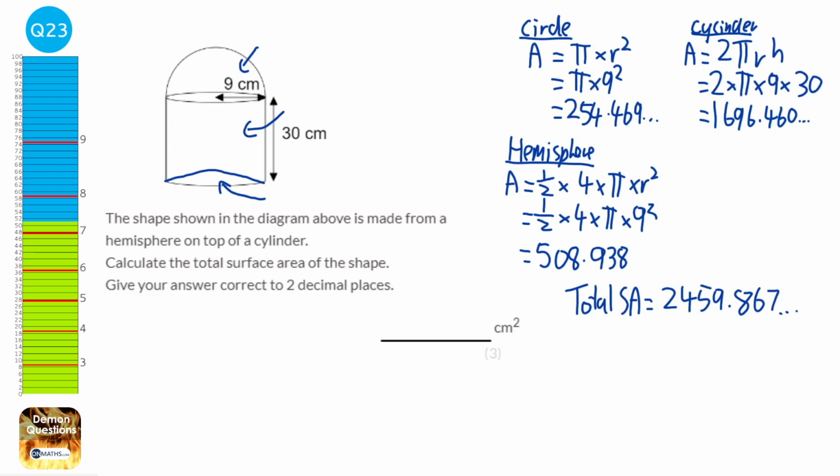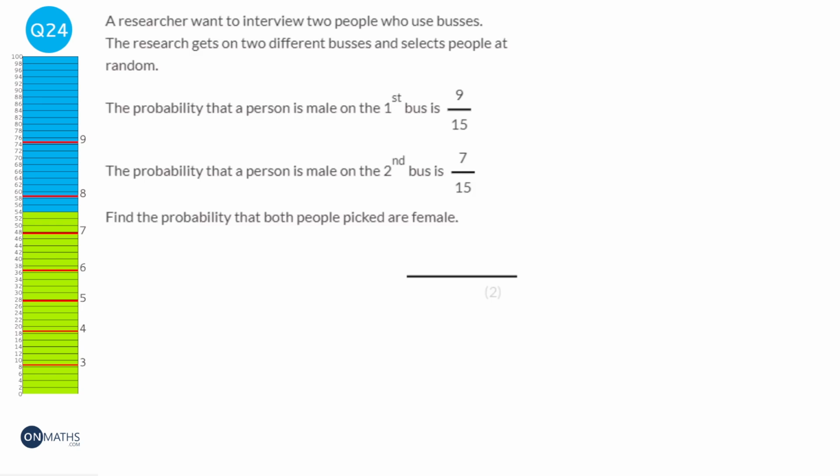I've not done that because it wastes a bit of time for a video, but make sure you write it down. It says it wants it to 2 decimal places, so that will be 2,459.87 centimeters squared.